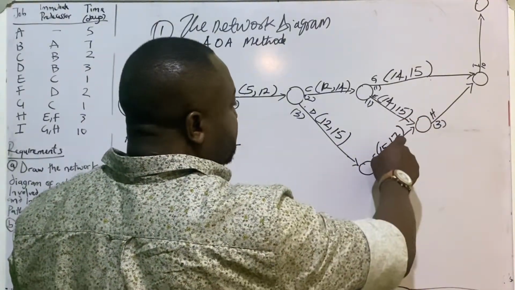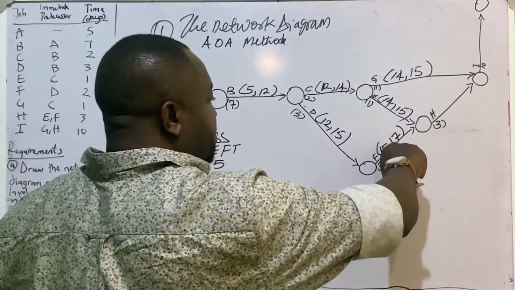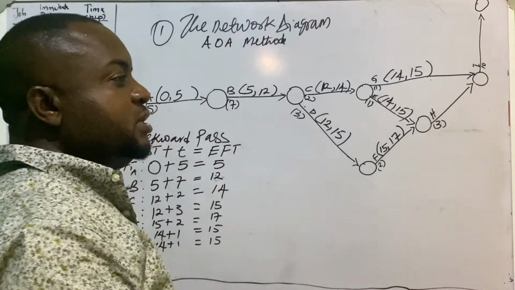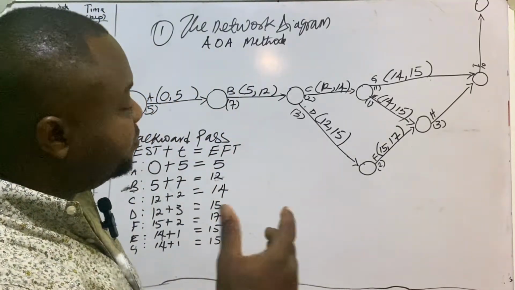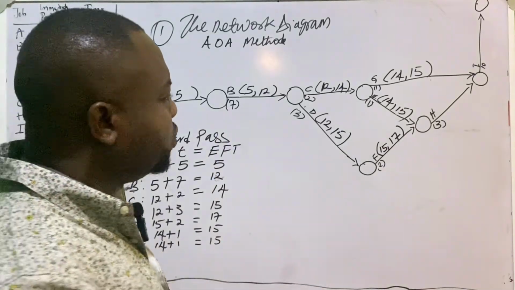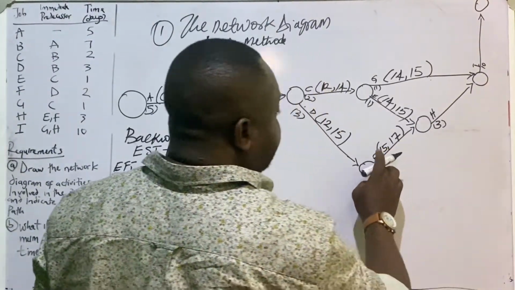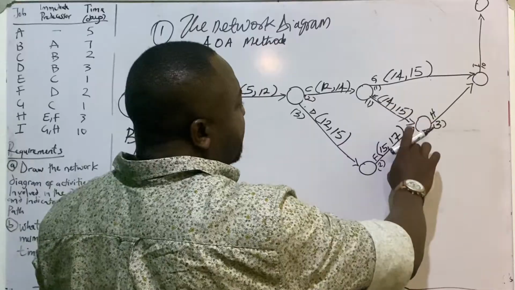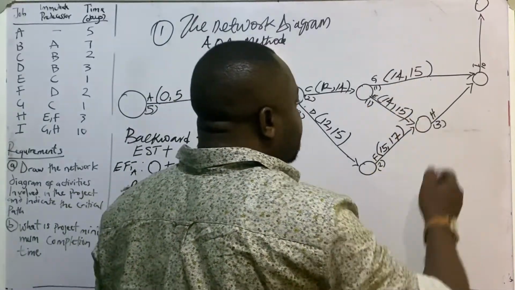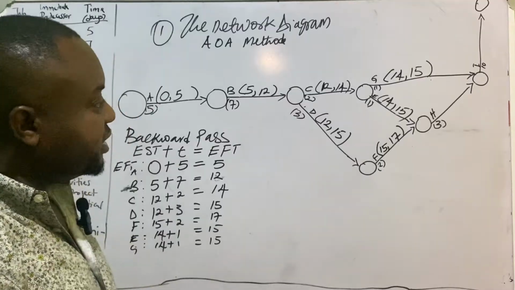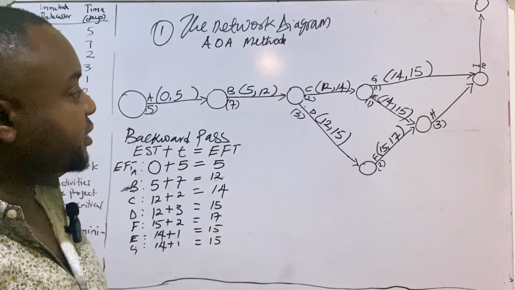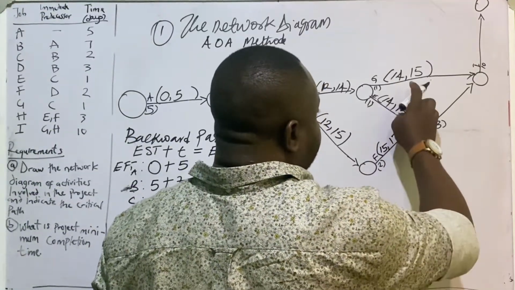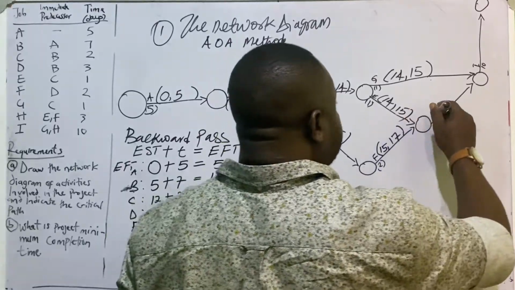So H must wait for activity F to be finished before it starts. The earliest start time for activity H will be when F ends, which is 17. So when we have two activities ending into a node, the one that has the highest finish time will be the start time for the succeeding activity. So we're going to have 17 instead of 15. We have 15, we have 17, so I'm going to take 17.